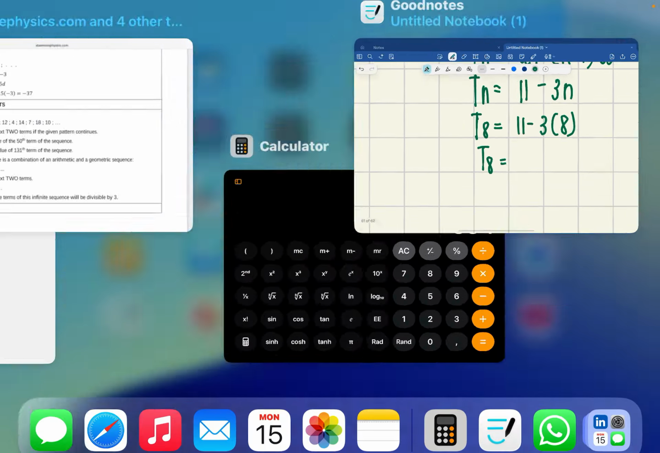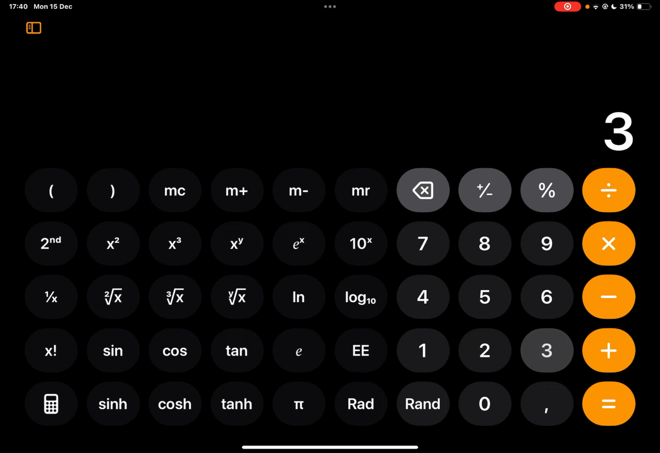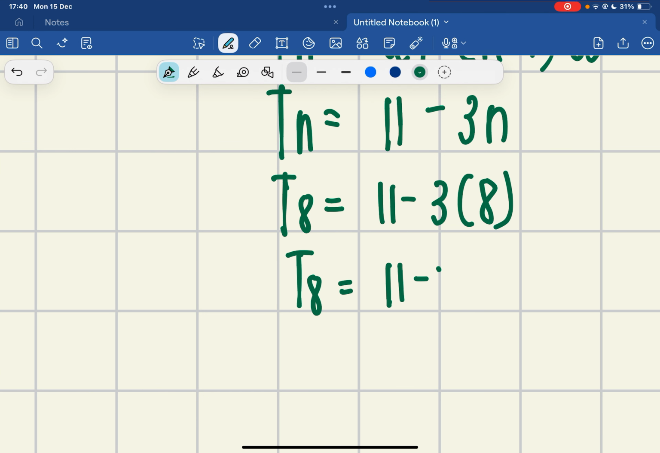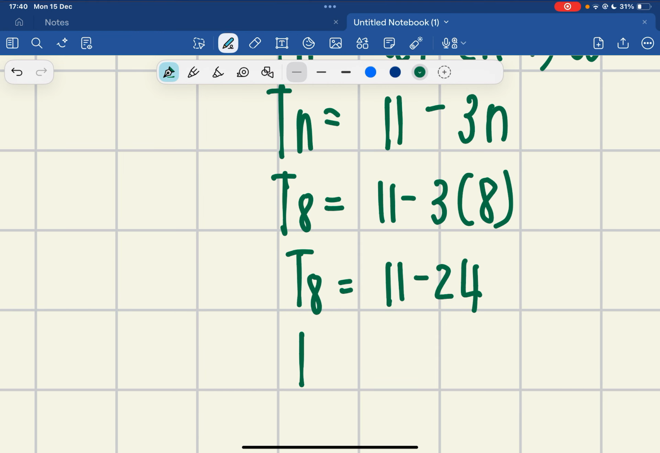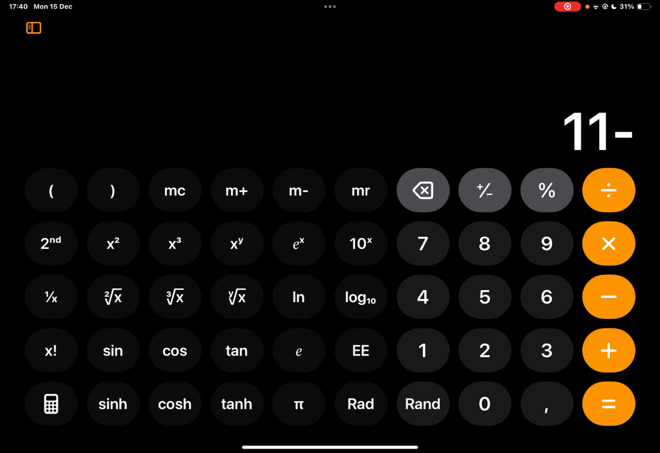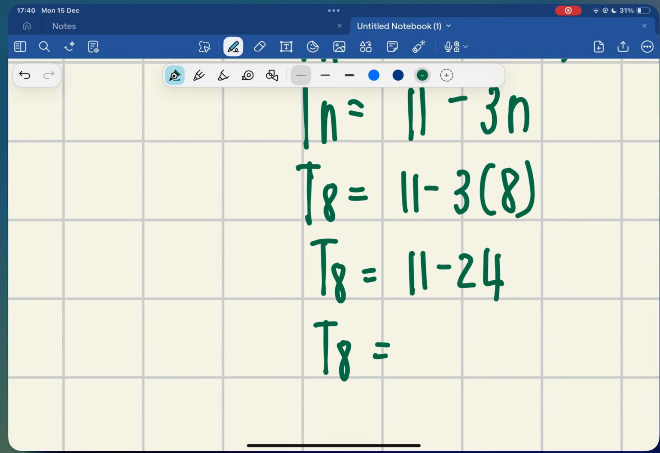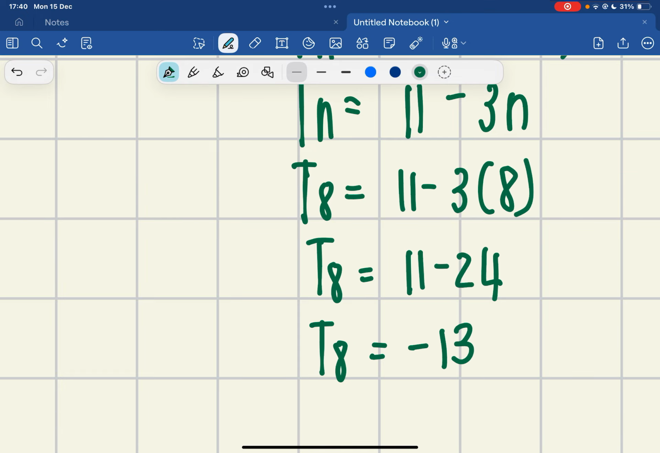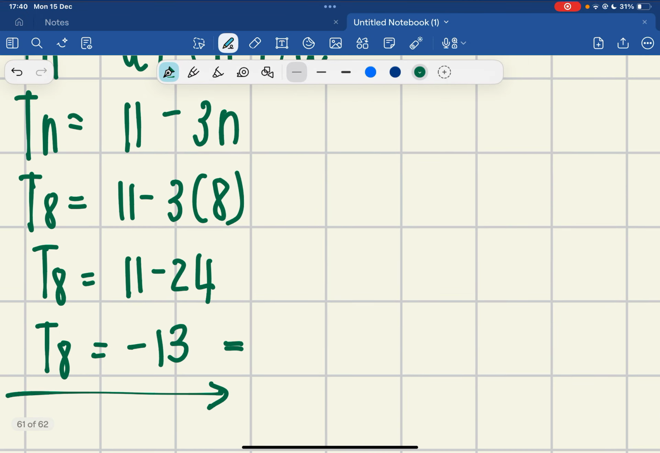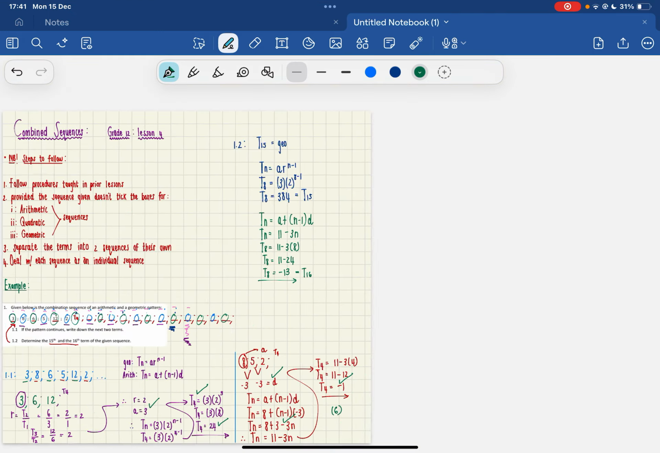T8 is equal to 11 minus 24, since 3 times 8 is 24. T8 is equal to negative 13. 11 minus 24 is negative 13, yes. Negative 13, which is equal to T16, boys and girls.